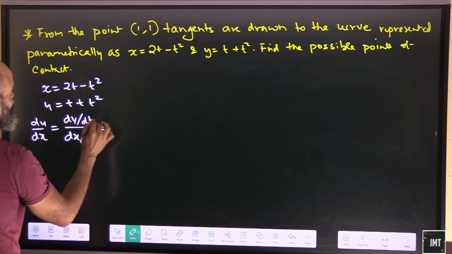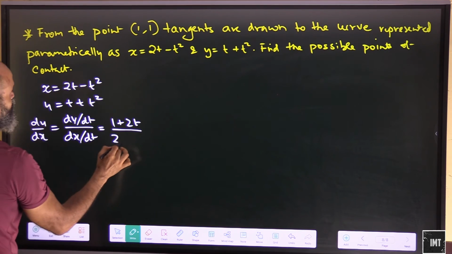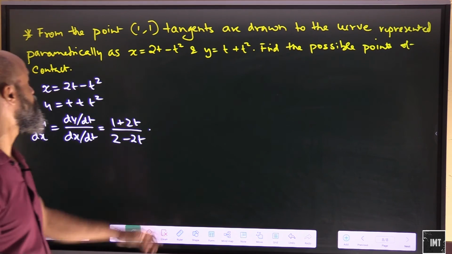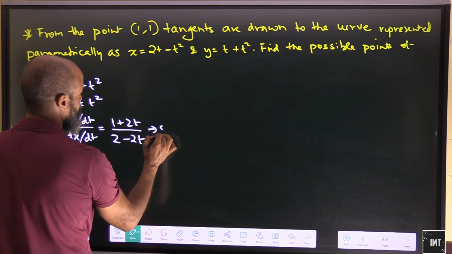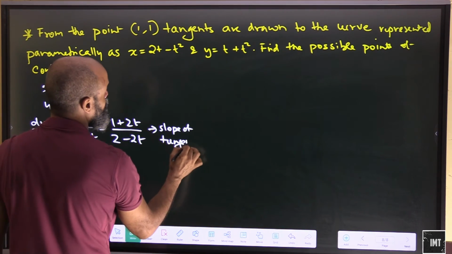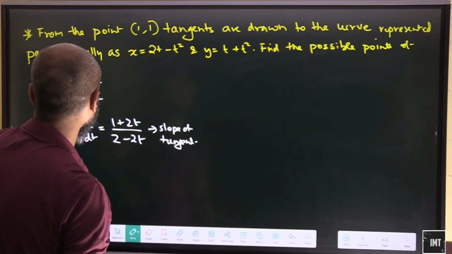dy by dt will be 1 plus 2t, and dx by dt will be 2 minus 2t. So this will be dy by dx. From the point the tangents are drawn, so this is the slope of the tangent. From the point tangents are drawn to the curve, find the possible points of contact.